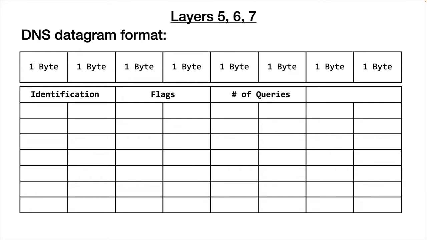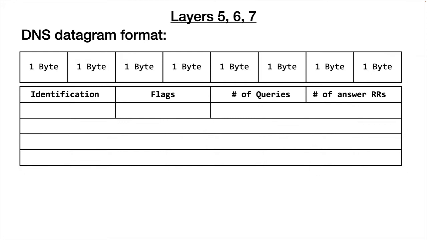We have a number of queries. This is how many questions we're asking in this DNS query. And then we have the number of answer resource records. And then we have the number of authority resource records. And we have additional resource records. And then we actually have the question or questions.